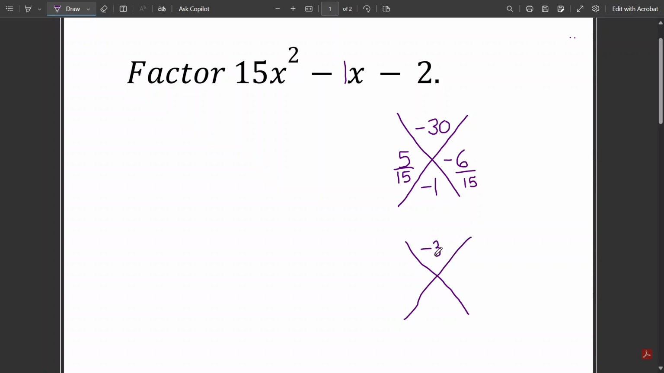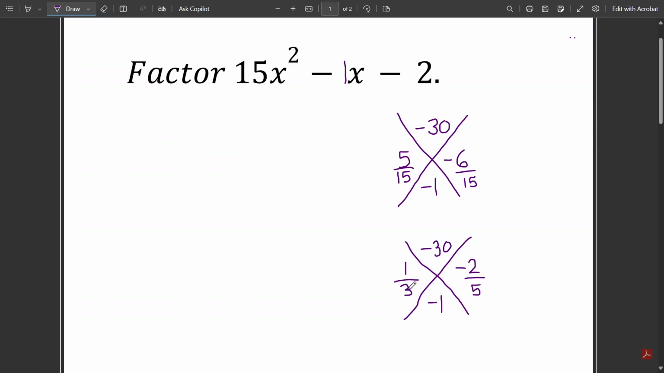So I still got my negative 30, got my negative 1, and this simplifies to 1 third, and this simplifies here to negative 2 fifths.